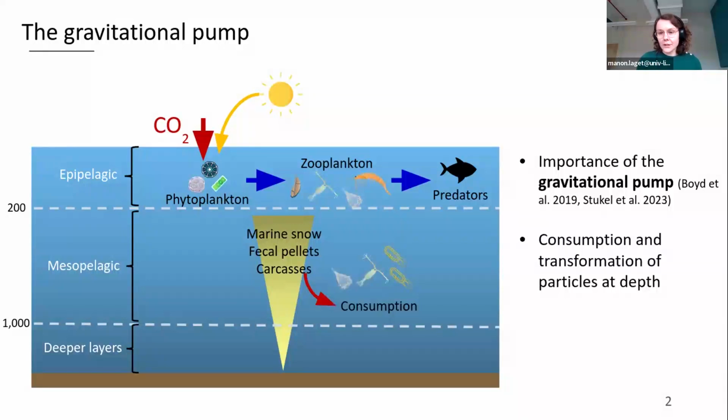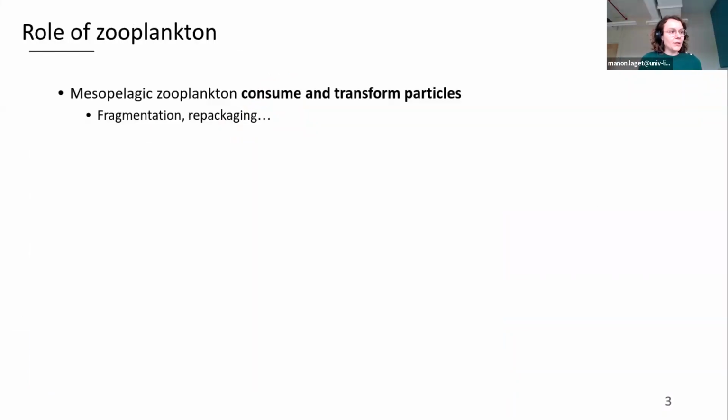When particles are exported out of the surface layer to the mesopelagic layer, they are consumed and transformed, for example by zooplankton and bacteria. In particular, mesopelagic zooplankton is known to consume and transform particles. Zooplankton can, for example, fragment large particles into smaller ones, or repackage slow sinking particles into fast sinking fecal pellets.